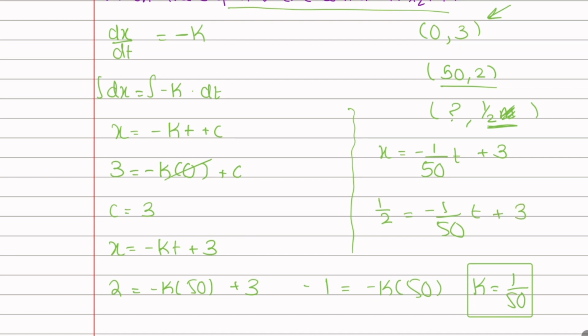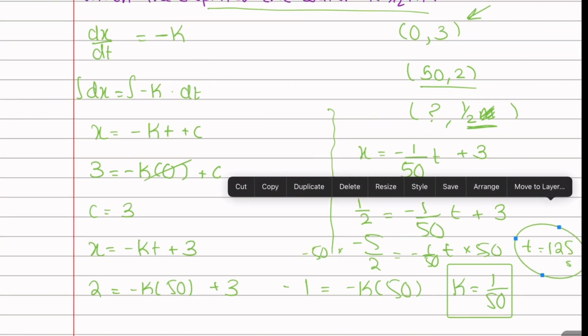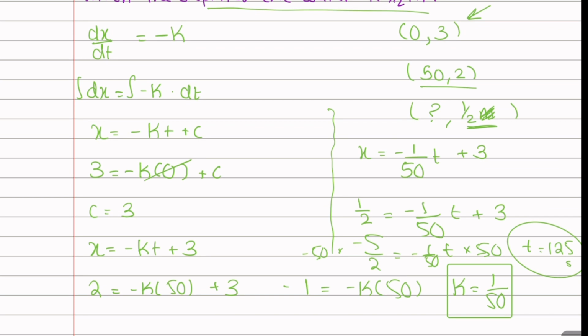Solving this, we can send 3 to the other side, which gives us negative 5 over 2 equals negative 1 over 50 t. If you multiply by negative 50 on either side, you should get time equals 125 seconds. And here you go. We've solved this question. Okay, let's move on to the second relationship.